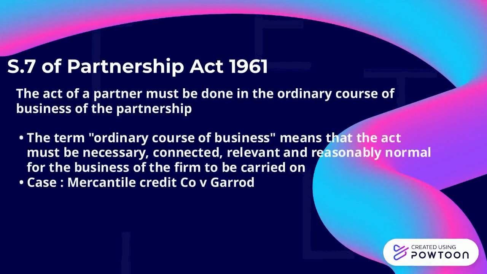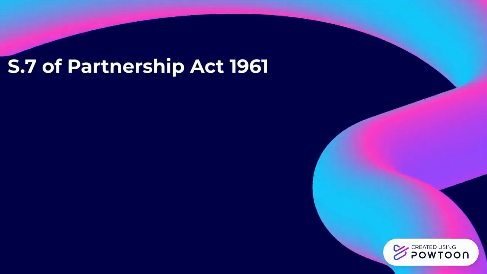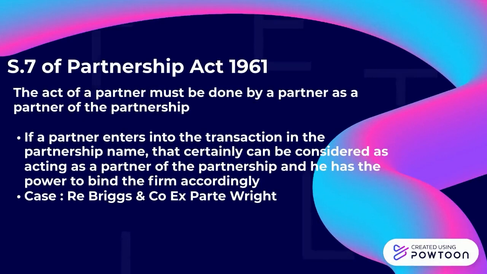Held, Garrett as a partner is liable for the act of Parkin, his partner, because the third party, Mercantile Credit, didn't know Parkin had no authority to sell the car. Next, the act of a partner must be done by a partner as a partner of the partnership. If the partner enters into the transaction in the partnership name, that certainly can be considered as acting as a partner of the partnership, and he has the power to bind the firm accordingly.